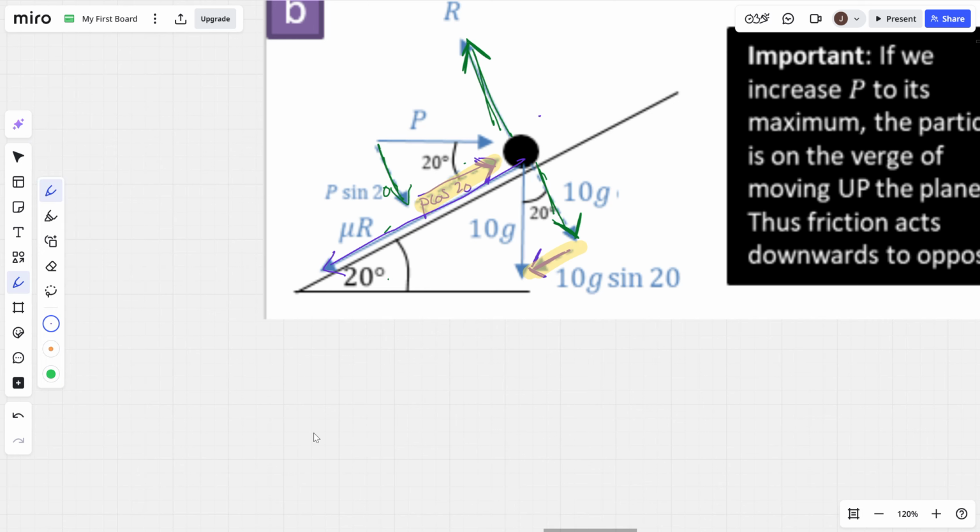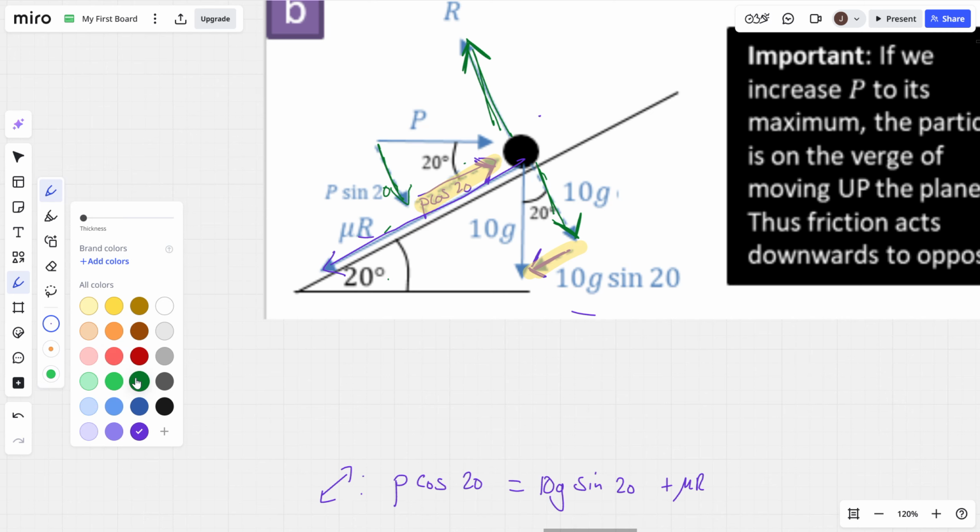Okay, so we'll do parallel. So parallel is still equal, okay? Because it's not actually moving and it's in equilibrium, it's still going to be a case of doing equals. So up the slope, which is P cos 20, is equal to the forces down the slope. So notice that friction has changed directions. It's on the other side this time, okay?